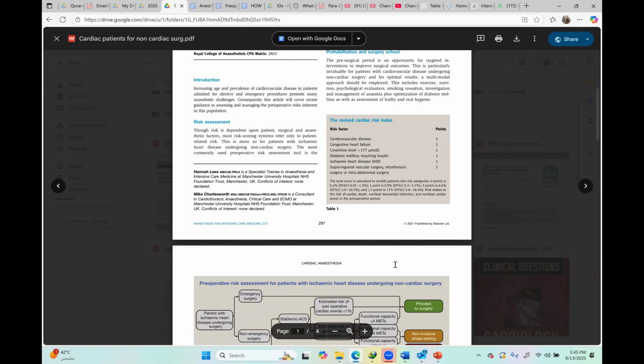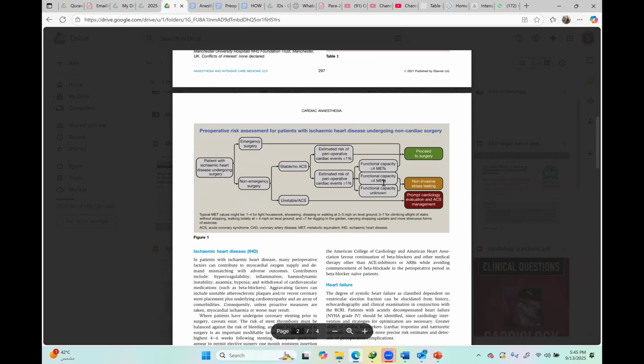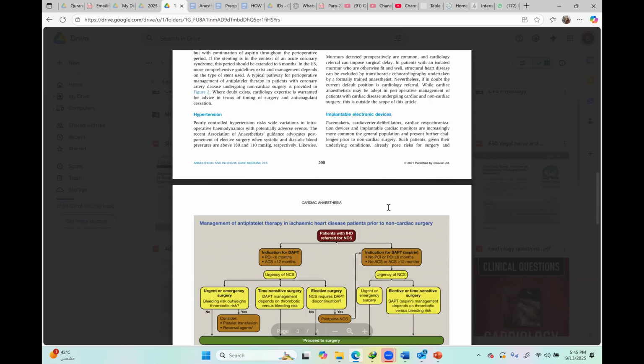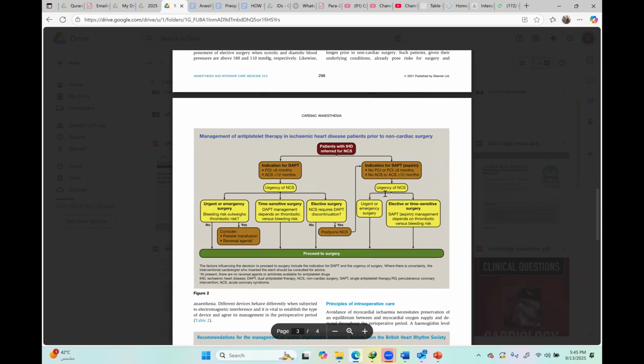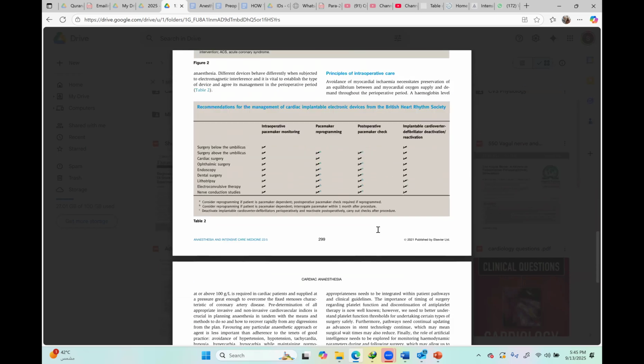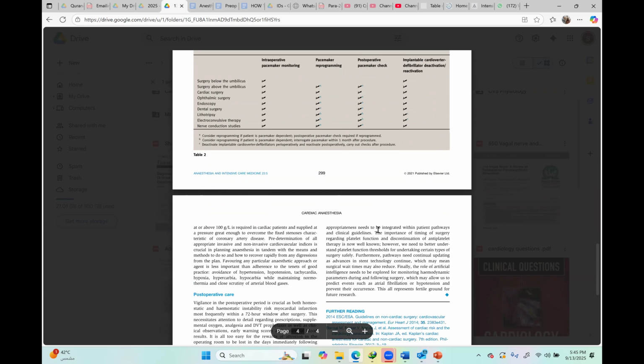You see, revised cardiac risk index. This is also what we discussed actually. Heart failure, cardiac murmurs, implantable electronic devices, antiplatelet, as I told you, time sensitive, dual antiplatelet therapy. Whenever you want to stop antiplatelet or anticoagulant, you have to do a comparison between two things: risk of thrombosis versus risk of bleeding. If risk of bleeding is more and risk of thrombosis is also more, you will do the bridging. If the risk of thrombosis is less and risk of bleeding is more, you will stop the antiplatelets.